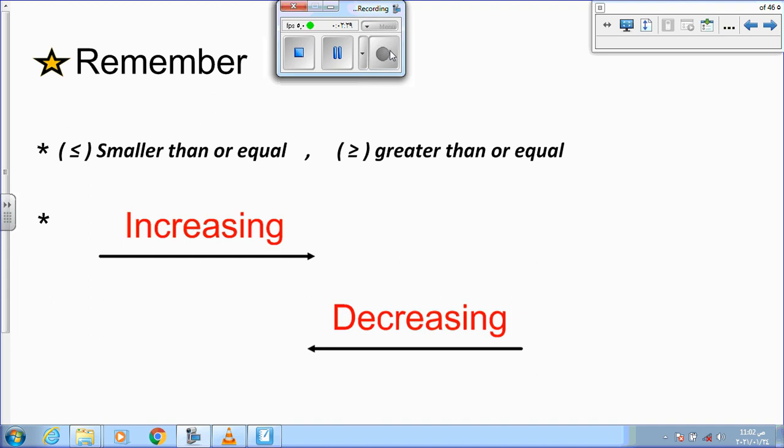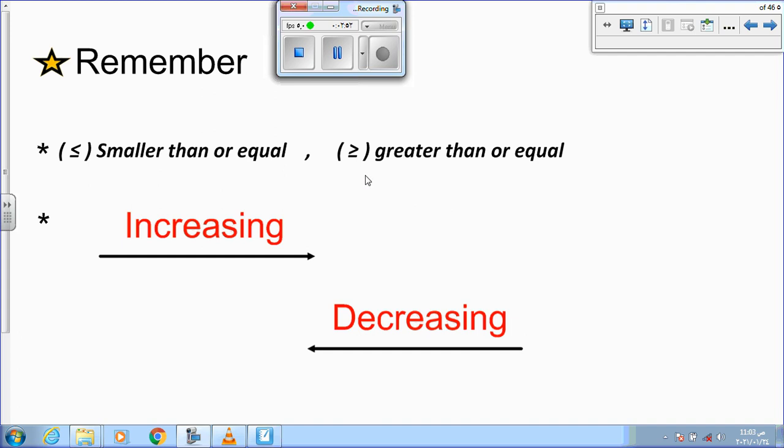Now remember, we have these signs. This one, its name was smaller than, but here is a line under it. What is the meaning of this line? It's called smaller than or equal. And of course, this one will be greater than or equal.